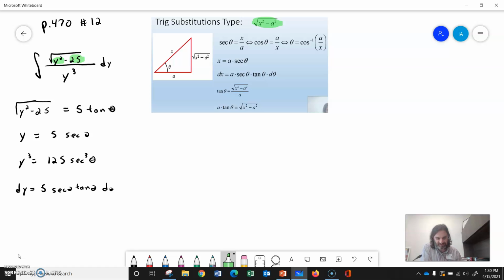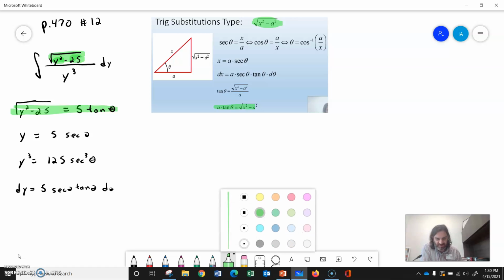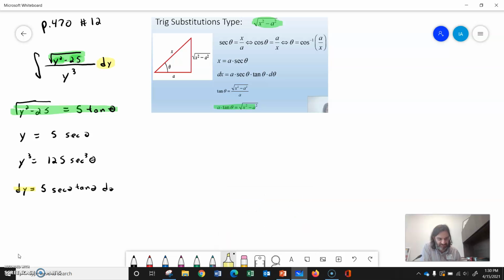So let's see here. We've got the square root part, which we have. We have, in this case, the dy part. And we have the y cubed part, which comes from the y, okay, in this case x.